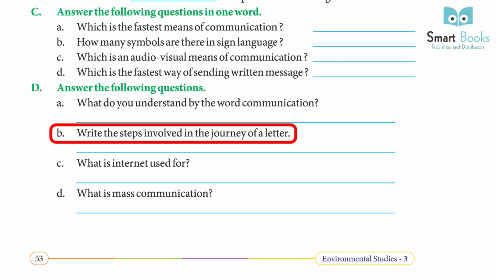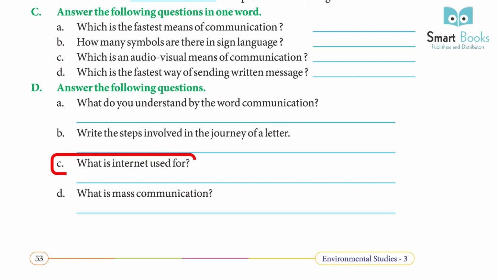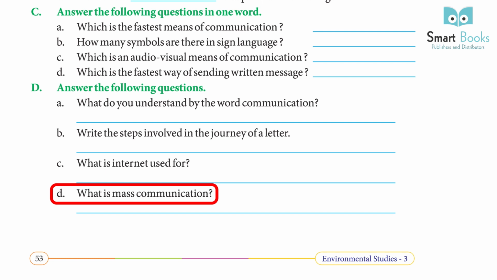7. Letters are again sorted in the city post office according to the areas. They are sent to the different area post offices in the city by a mail van. 8. The postman delivers the letter to the address mentioned. C. What is the internet used for? Answer: The internet is used for emails. D. What is mass communication? Mass communication is the way of communicating to a large number of people at the same time.